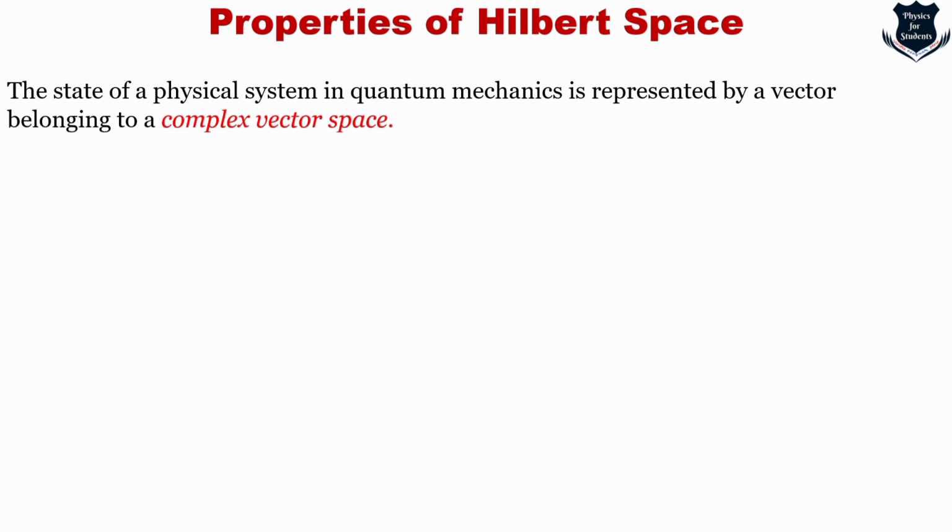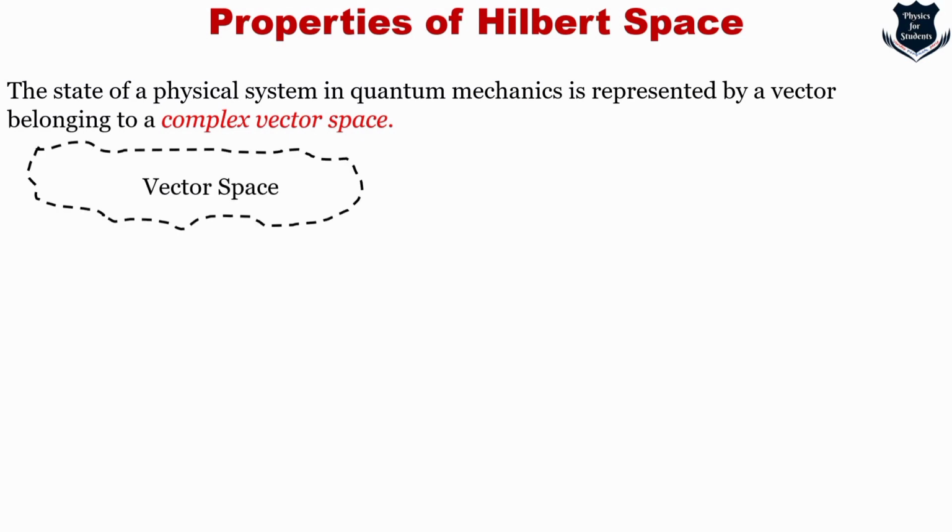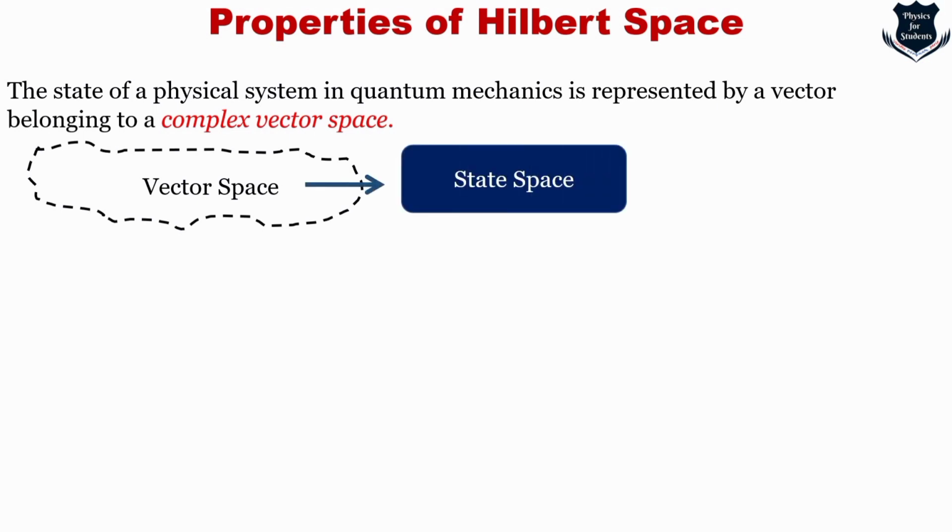by a vector belonging to a complex vector space. If you want, you can go back to my earlier videos in the playlist to understand more about complex vector space, but I have just given you somewhere where the complex numbers reside, that is called a complex vector space. This vector space is known as the state space of the system. So this is a vector space and this is called the state space of the system.